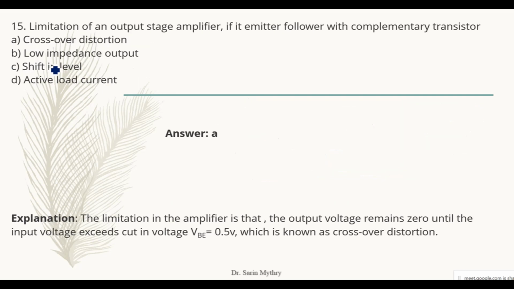Next one, the limitation of output stage amplifier. What is an output stage amplifier? When you see the question, the diagram of your operational amplifier should come into your mind. What is the output stage amplifier? It is a push-pull amplifier. Output stage, we have studied it. The output stage will be a push-pull amplifier. Push-pull configuration will be used in the output stage.